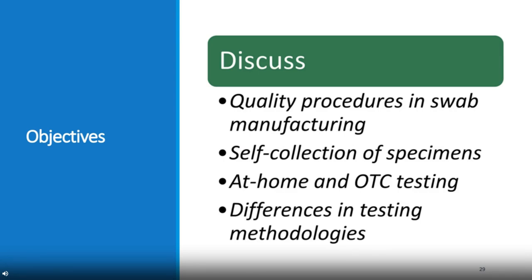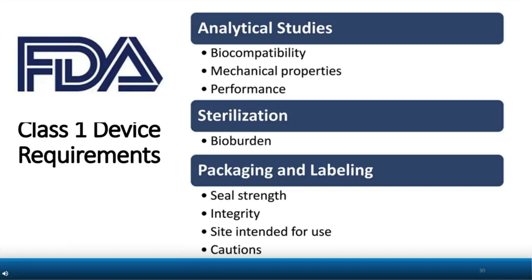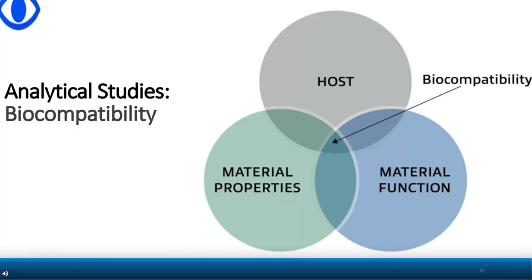So our last objectives today, we're going to talk about a few other issues that we went over when we talked about our objectives, but the first one we're going to talk about is quality procedures in swab manufacturing. As I said, swab collection devices are considered Class 1 devices by the FDA, and as such, they do have requirements that have to be met in order to get this device listing. In order to meet these requirements, analytical studies must be done, sterilization studies must be done, and then packaging and labeling studies must be done and submitted to the FDA. So first, the analytical studies.